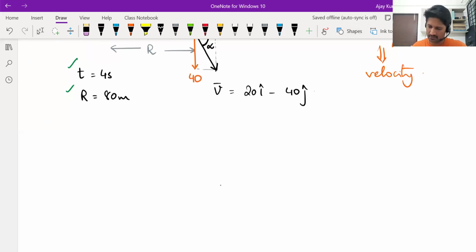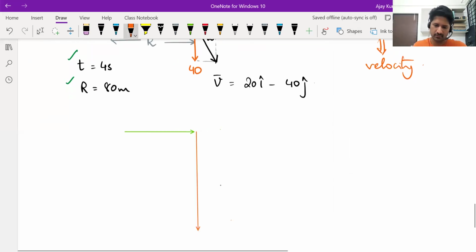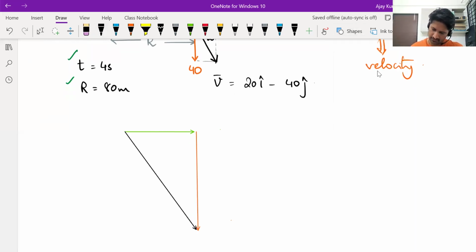Let's draw its components. 20 i cap will be this way, slightly smaller. Next, minus 40 j cap, this way. Then the actual vector, the velocity vector, will be like this. This is 20, this is minus 40, but magnitude wise it's just 40. And you need the angle with the x-axis. That's all. This is what I was saying.